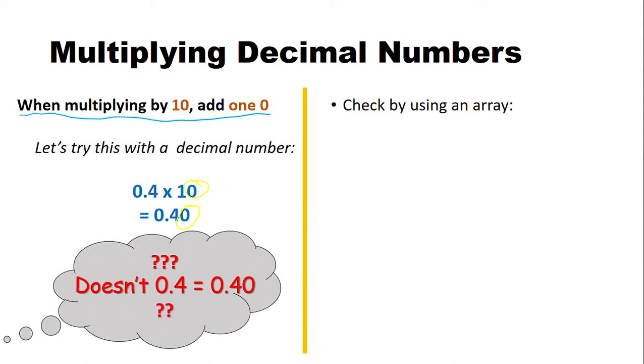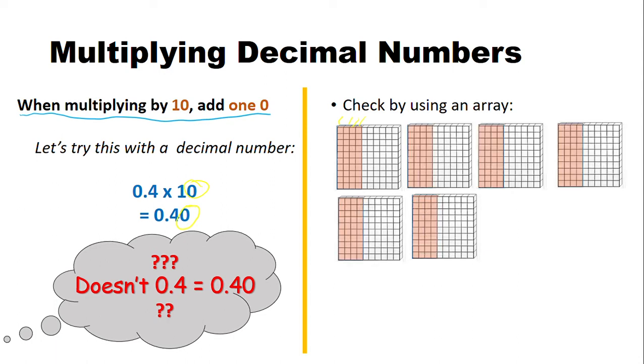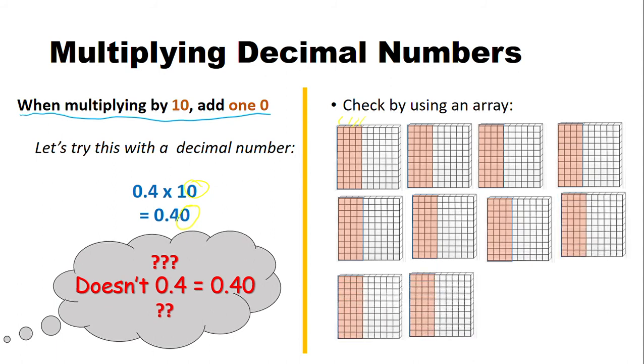Okay, well, maybe we could check this with an array. Let's first start by showing what is 0.4 on this picture. So if I color in 4/10, so here I've got my 1/10, 2/10, 3/10, 4/10. And what 0.4 times 10 means is that I need 10 of these. Just like 4 times 10 is 10 groups of 4, we want 10 groups of 0.4. And here we go. Now 10 groups. And they all have 4/10 colored in.